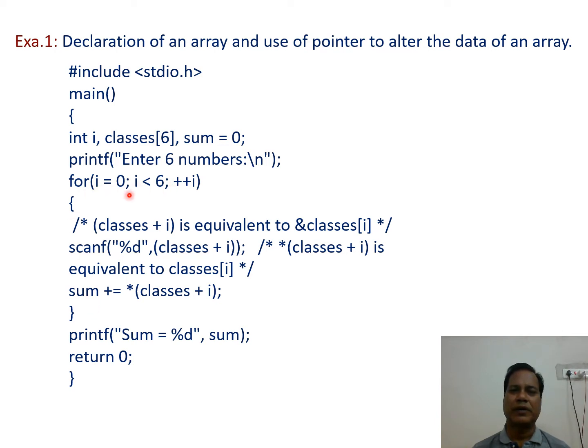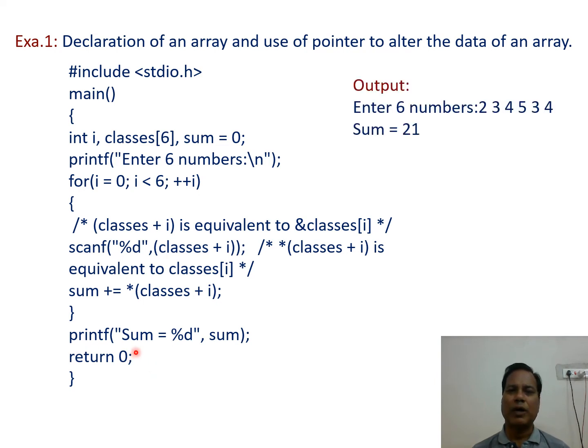Then when the condition becomes false, that is when the value of I becomes equal to 6, control comes out of the for looping statement, and here printf sum equal to %d. So at this point the value of variable sum gets printed. In this way we get the sum of all entered numbers, and the return statement is the end of the program.